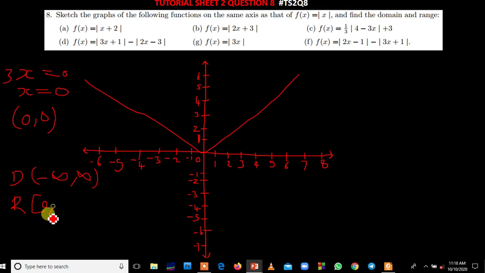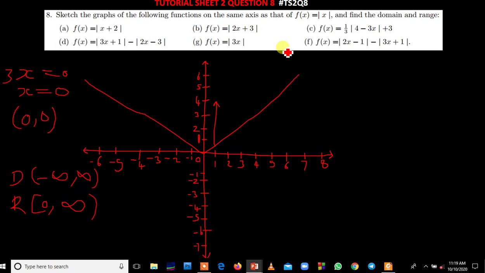The range will start from 0 to positive infinity. Our range will start from 0 going up. Yeah, so this is basically what you ought to do. This is what you're supposed to do on this question.